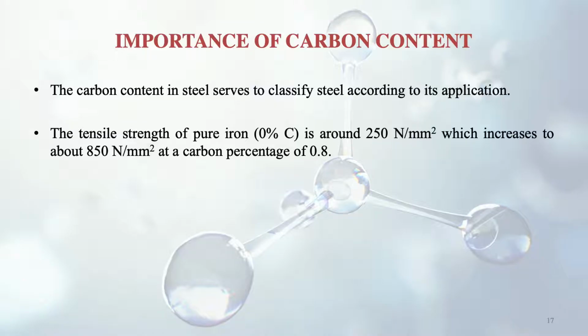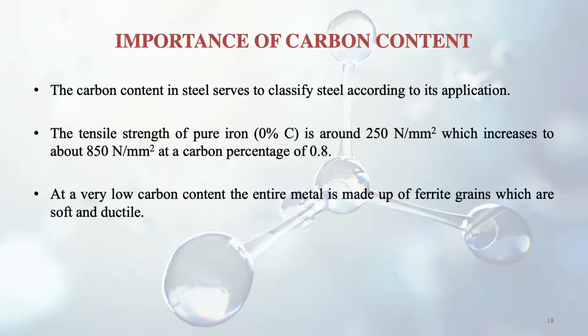The tensile strength of pure iron is around 250 Newton per millimeter square, which increases to about 850 Newton per millimeter square at a carbon percentage of 0.8. So as told earlier, if the carbon percentage is increasing, we can see that the ductility goes away and hardness and strength becomes more.